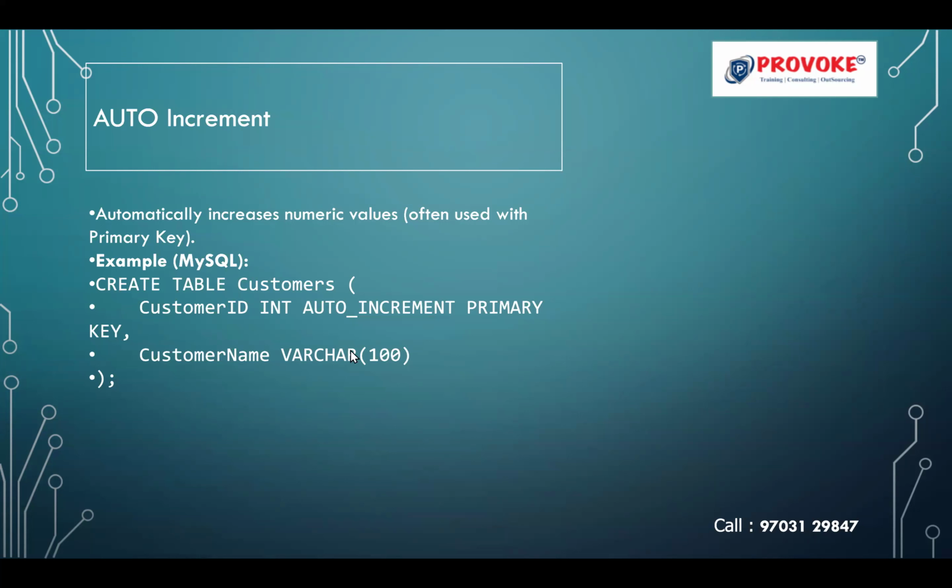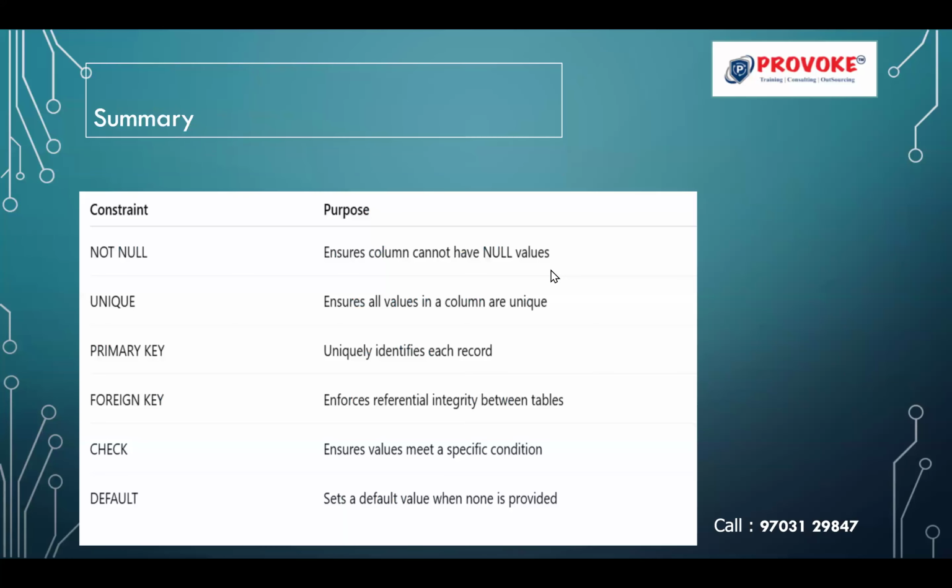Okay. So now this is the final summary. NOT NULL ensures that a column cannot have null values. Column means whatever rows you are going to insert for that column. UNIQUE ensures all the values in the column are unique. PRIMARY KEY uniquely identifies each record.